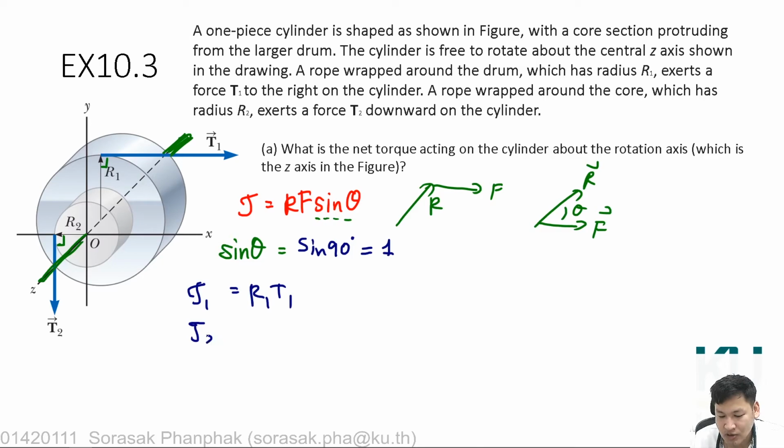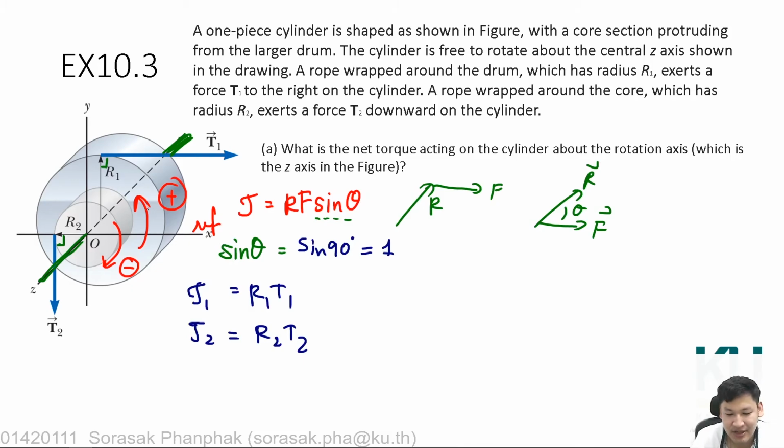And how about torque 2, which is in this direction? It is also equal to R2 T2. If you state that it's moving counterclockwise in terms of this definition, if I state X as a reference, so that if it's rotated counterclockwise, I give it a plus sign. But if it's in the clockwise direction, it's going to go with the negative sign.